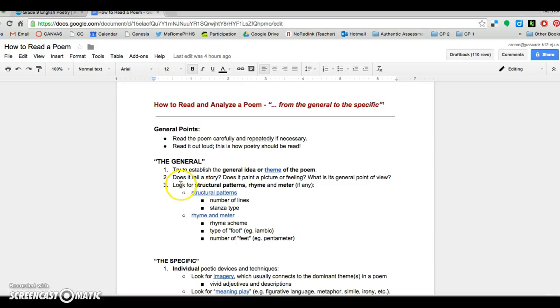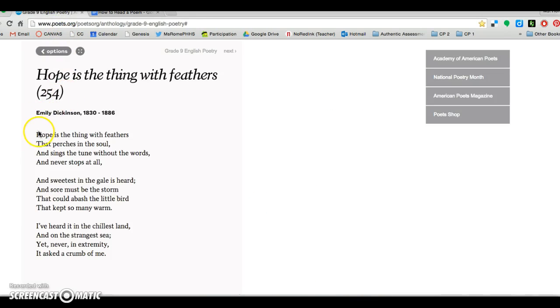Next, we want to look at number three: look for structural patterns, rhyme, and meter, if any. So for structural patterns, look at the number of lines and stanza type. For number of lines, we have 12 lines broken up into three different stanzas, and each stanza is four lines long.